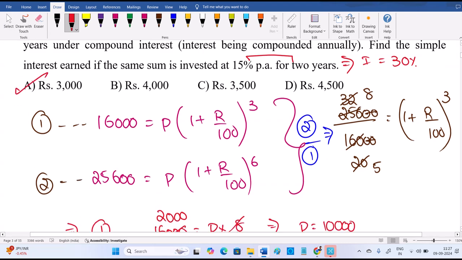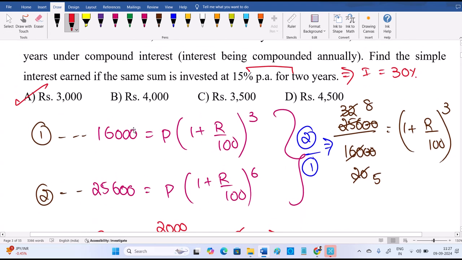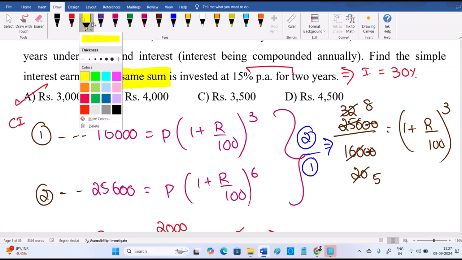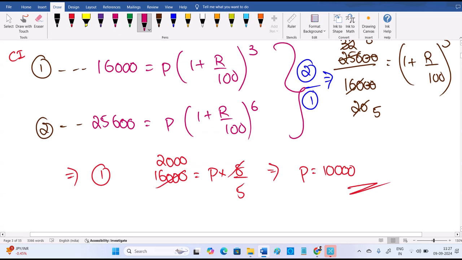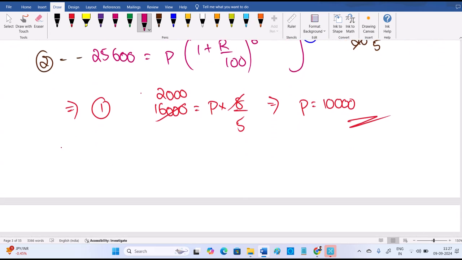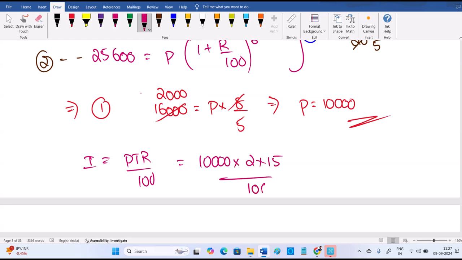See, you have to calculate simple interest now. Using compound interest, we have to calculate what the principal is. Now using the same sum, which is nothing but called principal, you have to calculate the interest, PTR by 100: principal 10,000, time 2 years, rate of interest 15, divided by 100, which you got as 3,000. 3,000 is the answer, right?